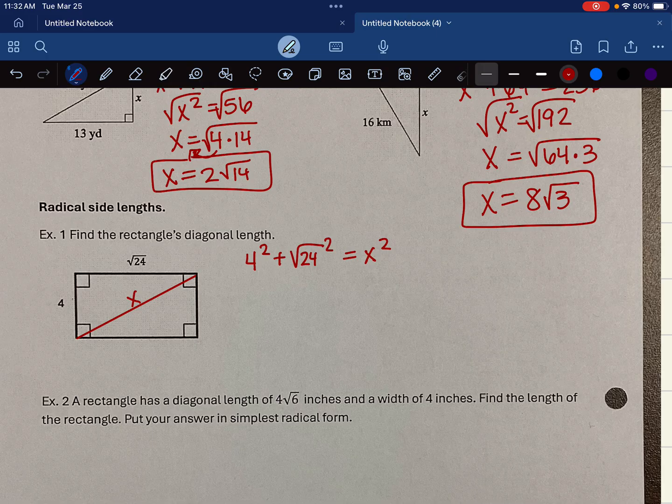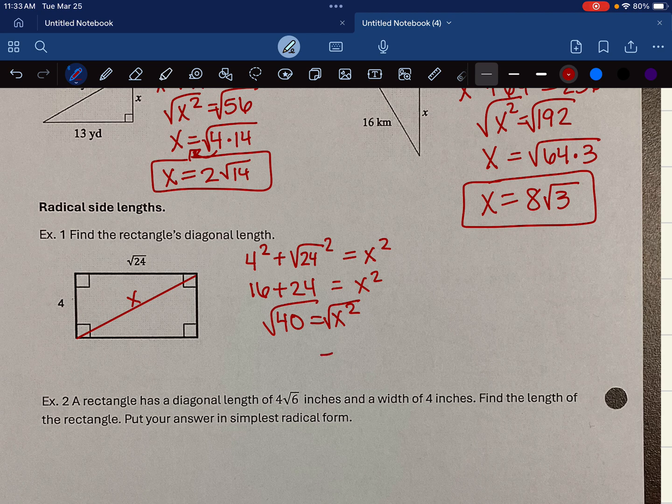Okay, what is 4 squared? 16. And what is the square root of 24 squared? 24. Good, we just did this yesterday. Square and a square root just gets rid of it, equal to x squared. Okay, so I get 40 is equal to x squared. How do I get rid of the x being squared? Square root both sides.